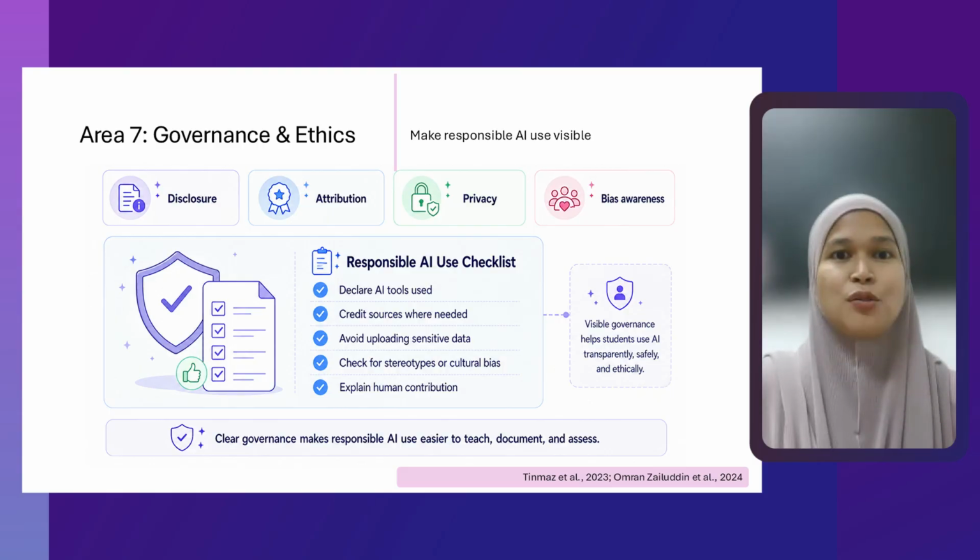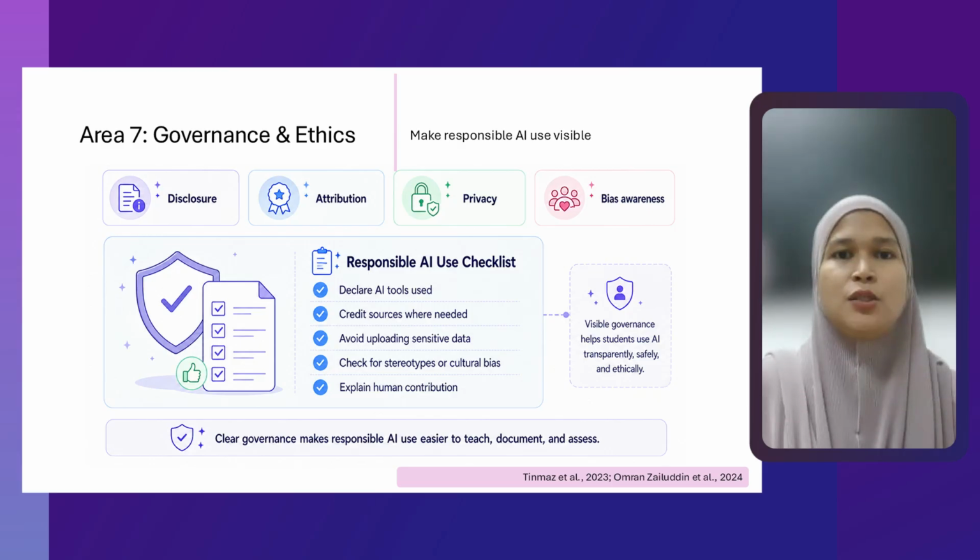Responsible AI use should not be treated as a final reminder at the end of a project. It should be embedded into the course structure from the beginning. Educators need to set clear expectations regarding disclosure, attribution, privacy, bias, originality, and acceptable use. Students should be required to declare how AI tools were used. They should also consider whether AI-generated outputs reproduce stereotypes, cultural inaccuracies, or problematic visual assumptions.